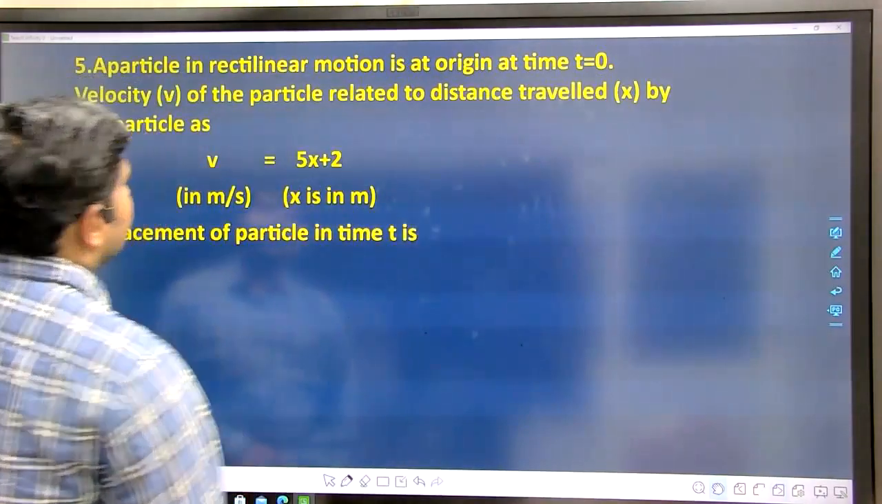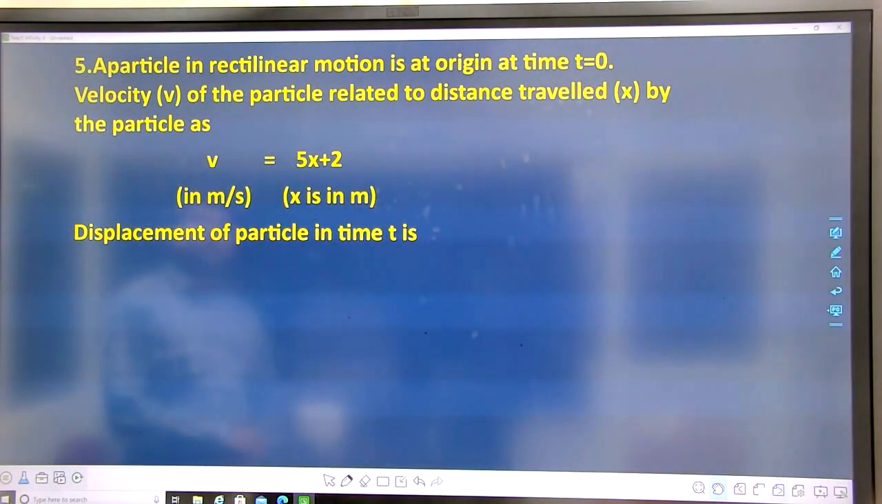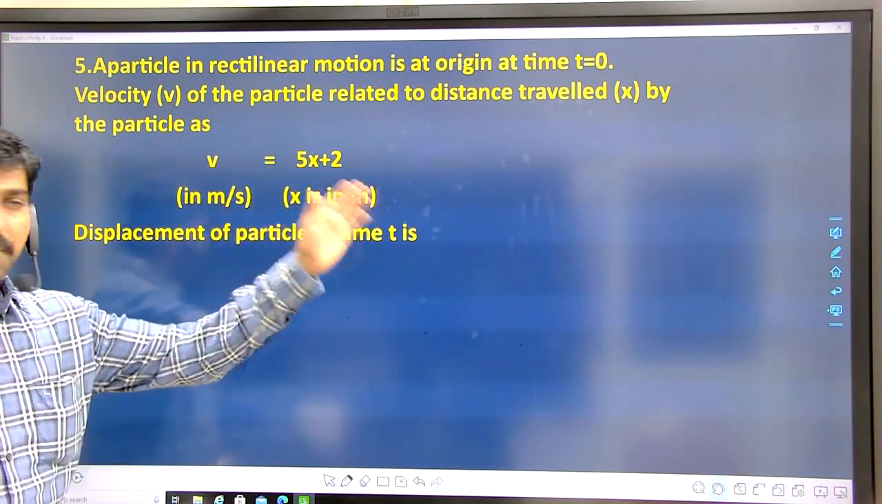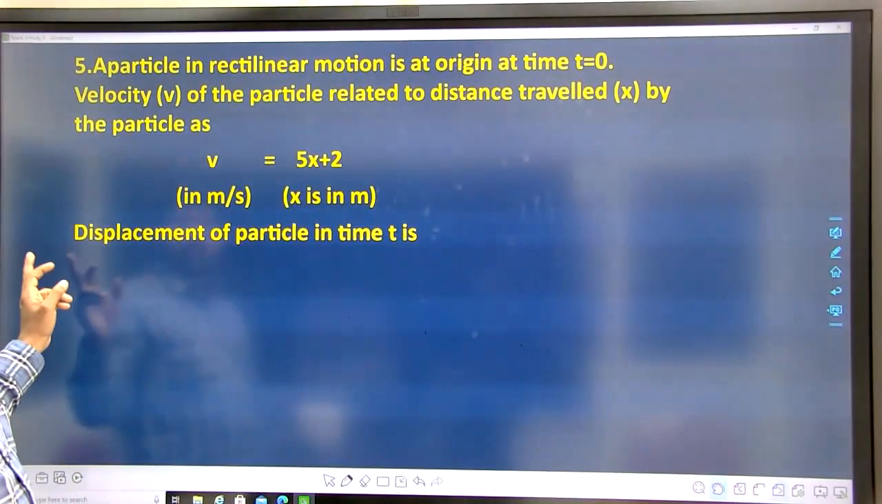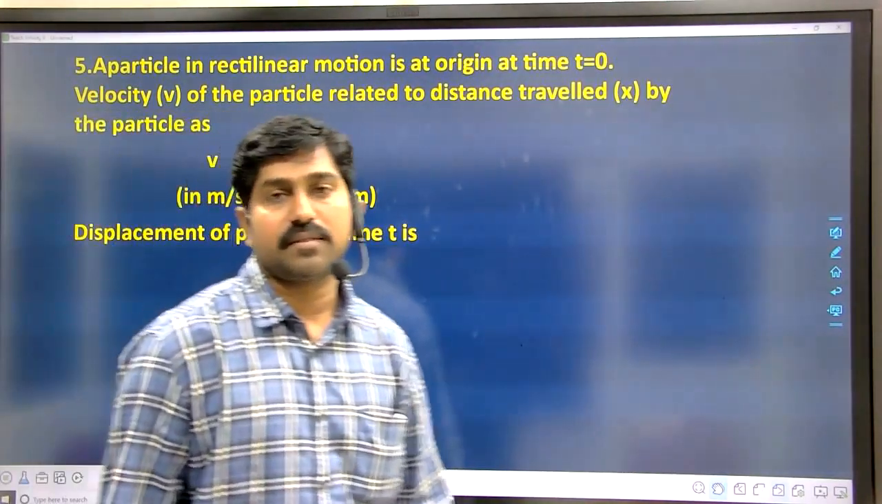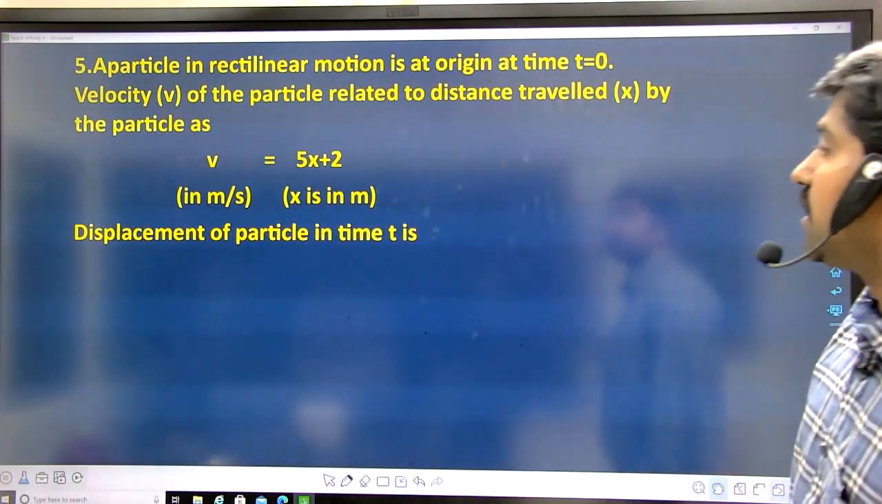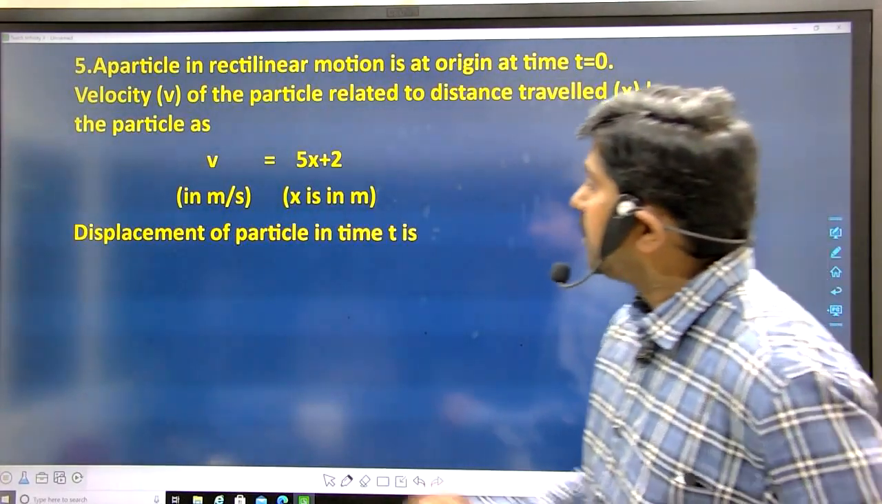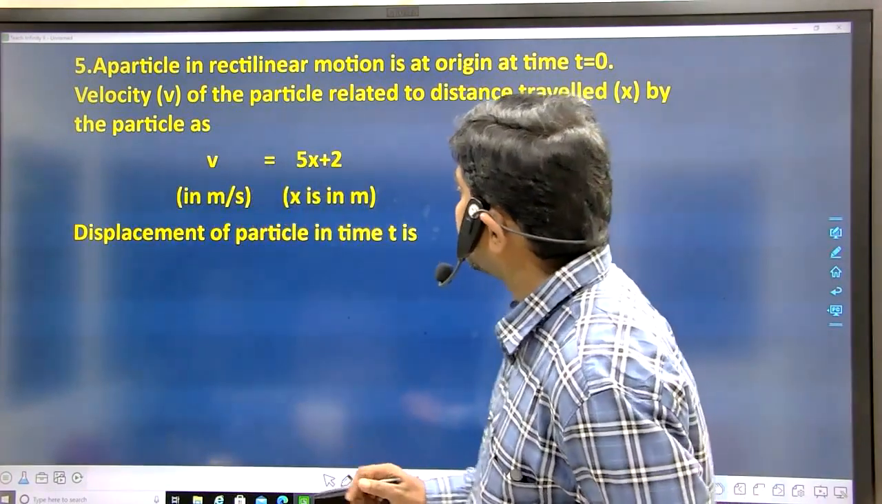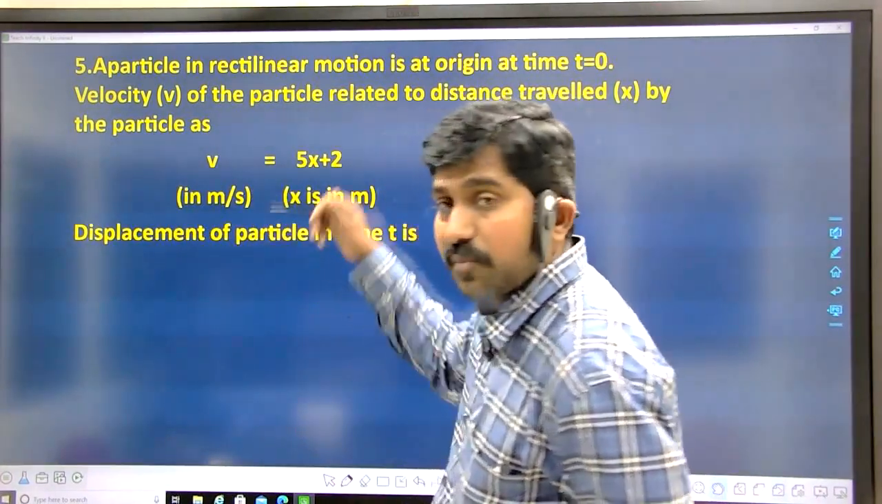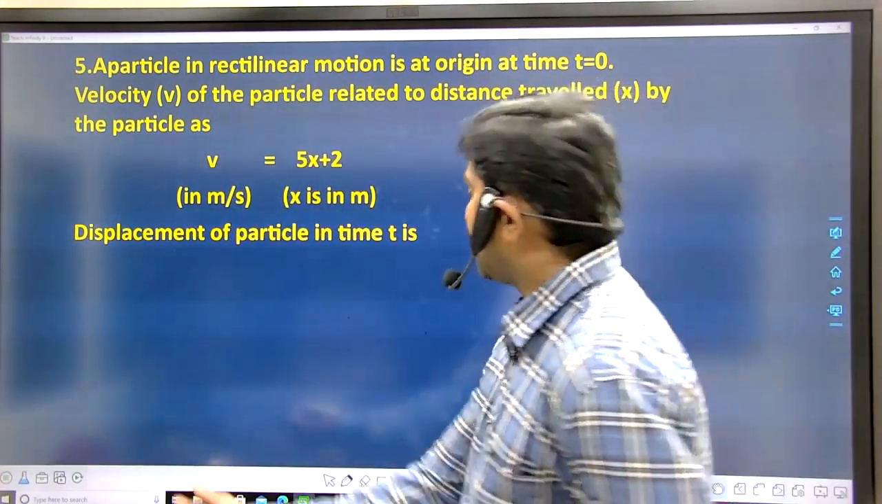A particle in rectilinear motion is at origin at time t equal to 0. Velocity of the particle related to distance traveled by the particle as v given 5x plus 2, velocity and distance relation. Okay, now displacement of particle in time t is, and x equation only they are asking in terms of time. Velocity equation was given in terms of displacement, but they are asking displacement equation in terms of time.